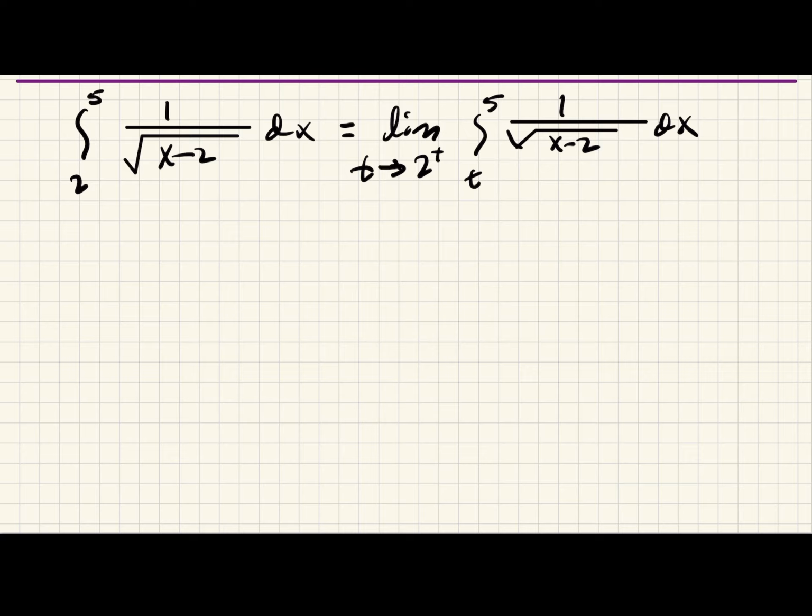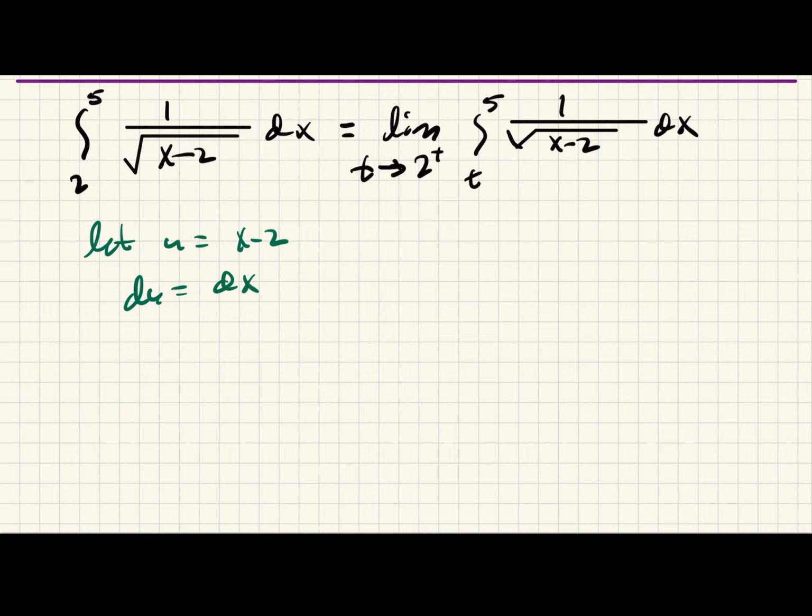Can we integrate that thing? I think so. How do we integrate that? Just do a substitution. Yeah, I think it's pretty simple, isn't it? So we might say, what do you want to let u be? x minus 2. Okay, then du would just be dx, right?